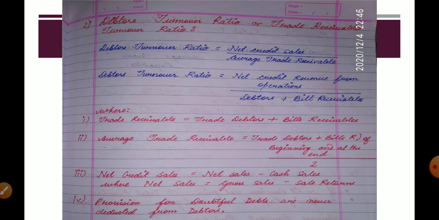This ratio indicates the speed with which the amount is collected from trade receivable. The higher the ratio, the better it is, since it indicates the amount from trade receivable is being collected more quickly. The more quickly the trade receivable is paid, the less the risk of bad debt, and so the lower the expenses of collection and the greater the liquidity of the firm.